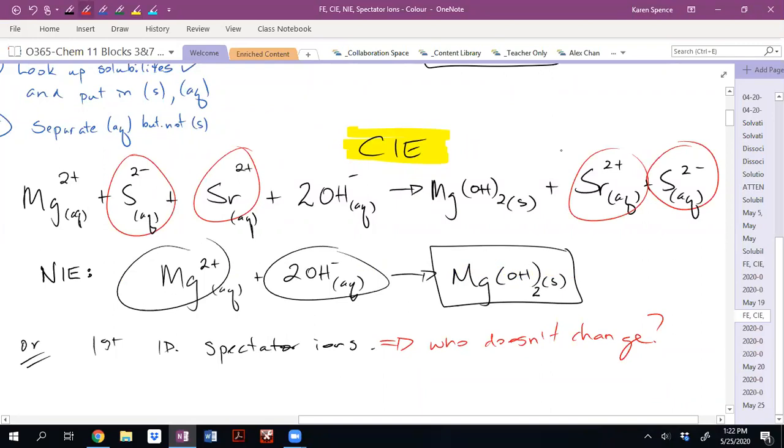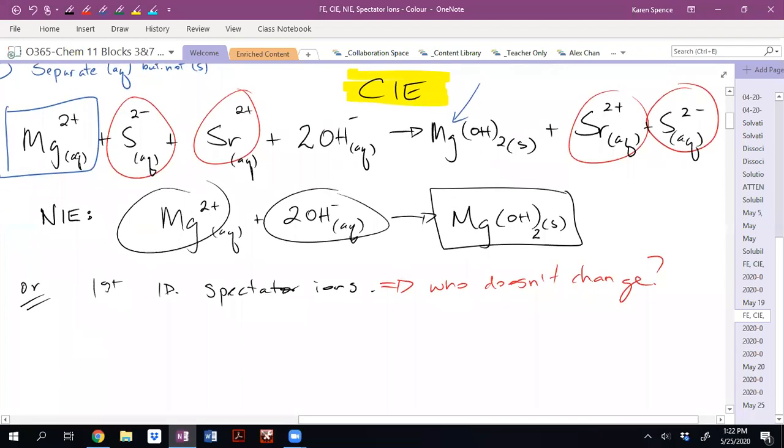It is identical. On the other hand, Mg2+ is no longer Mg2+. Now it's part of a solid. So it has changed, so that is not a spectator ion. Spectator ions are the ones that don't change. So when you are asked to write the spectator ions, you would simply write Sr2+ and S2-. Okay.